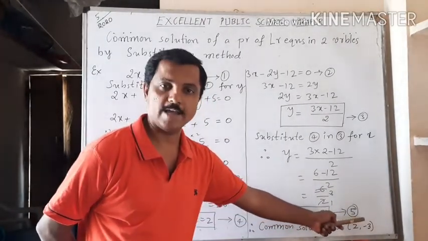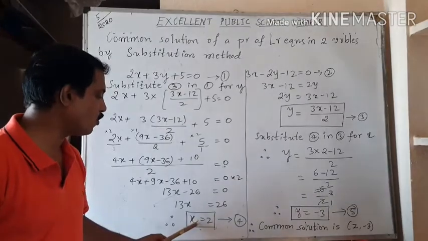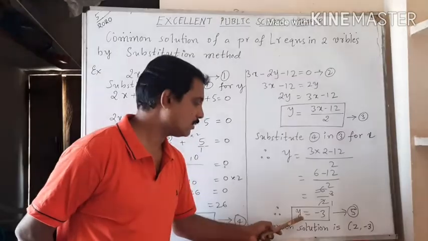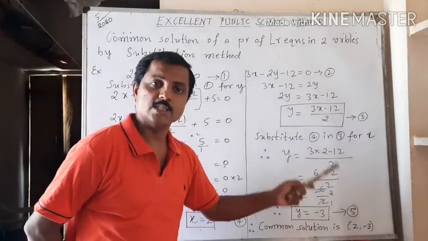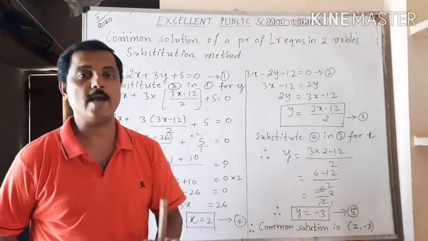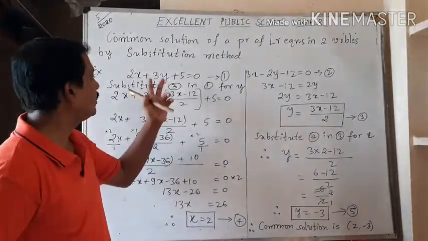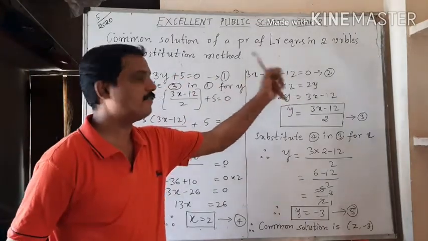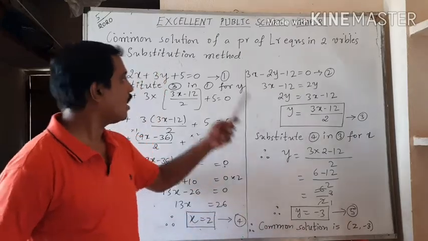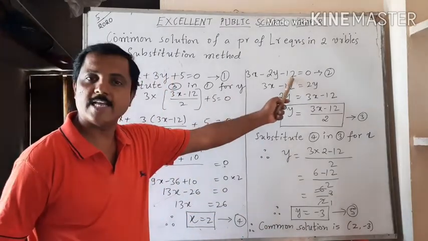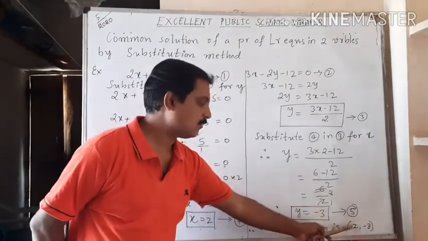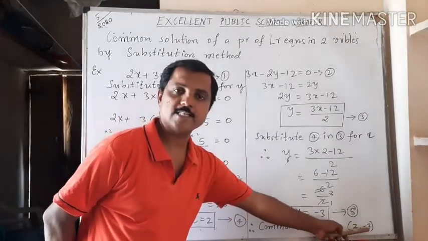This is equation 5. From equation 4 we know that x is equal to 2, and from equation 5 we know that y is equal to minus 3. Thus we were able to find the values of x and y, which are the variables of these equations. Thus the common solution of the pair of linear equations given here is (2, minus 3), that is, the value of x is 2 and the value of y is minus 3.